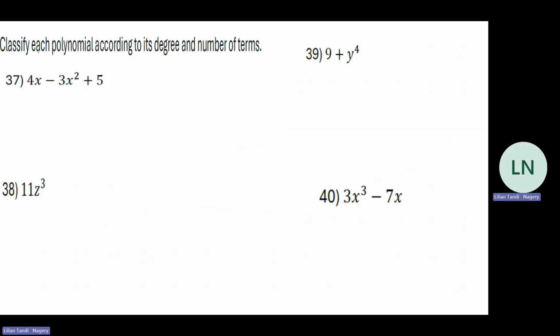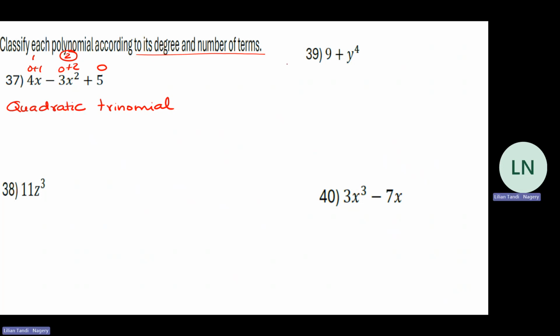All right. Classify each polynomial according to the degree and the number of terms. So the number of terms is 3, so it's a trinomial. Now we want to see how many degrees. 0 plus 1, that is 1. 0 plus 2, that is 2. And this is just 0. So the highest degree is 2, so then it is quadratic.